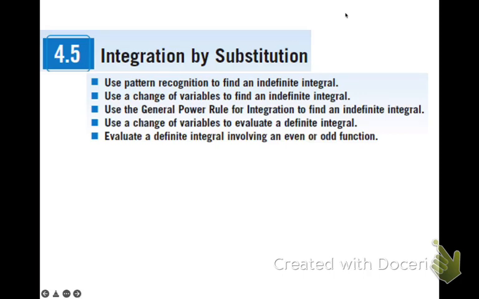So 4.5, integration by substitution. We're going to recognize patterns. We're going to do some substitution. So far when we've done integration, when we've had a rational function, you had to divide it out so you could just integrate each piece. We're going to integrate by substitution now so we don't have to do that. Cross our fingers.